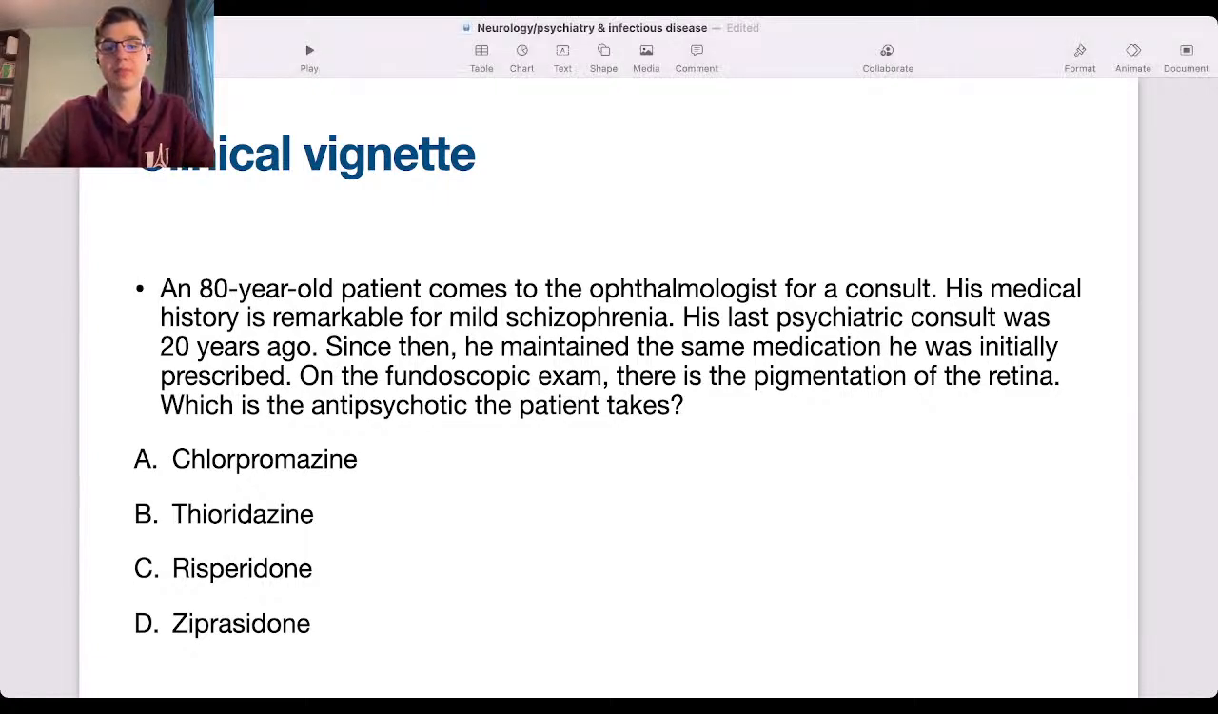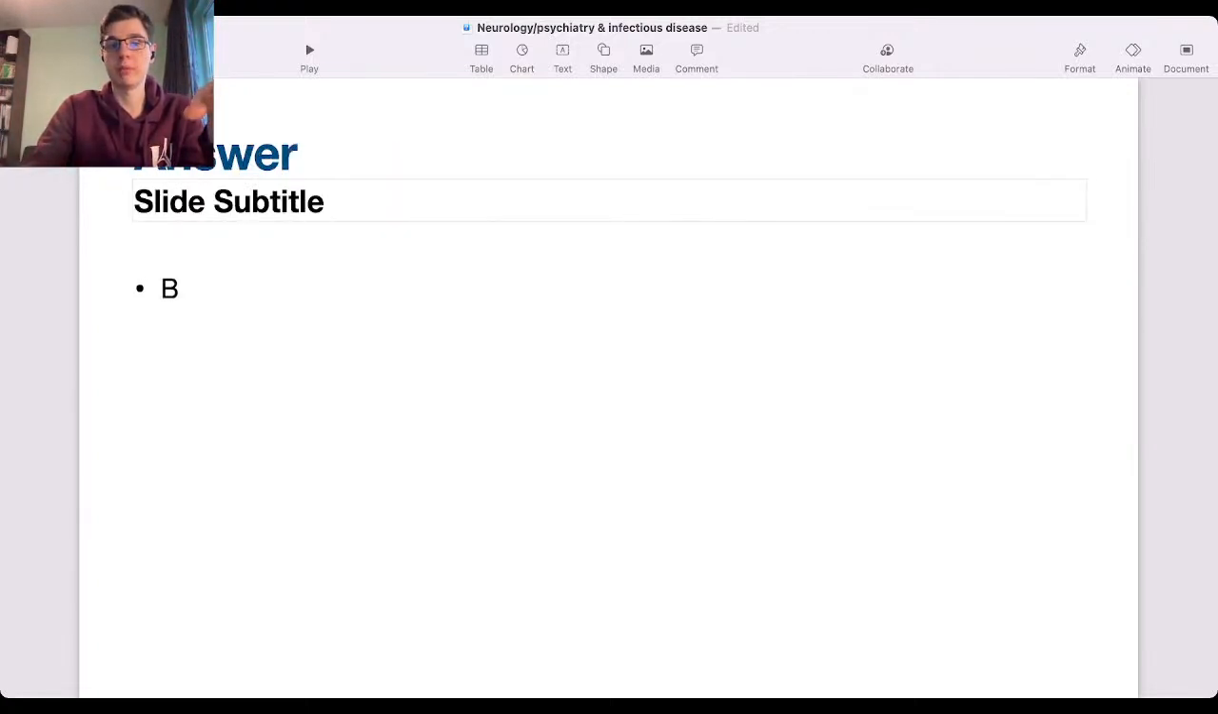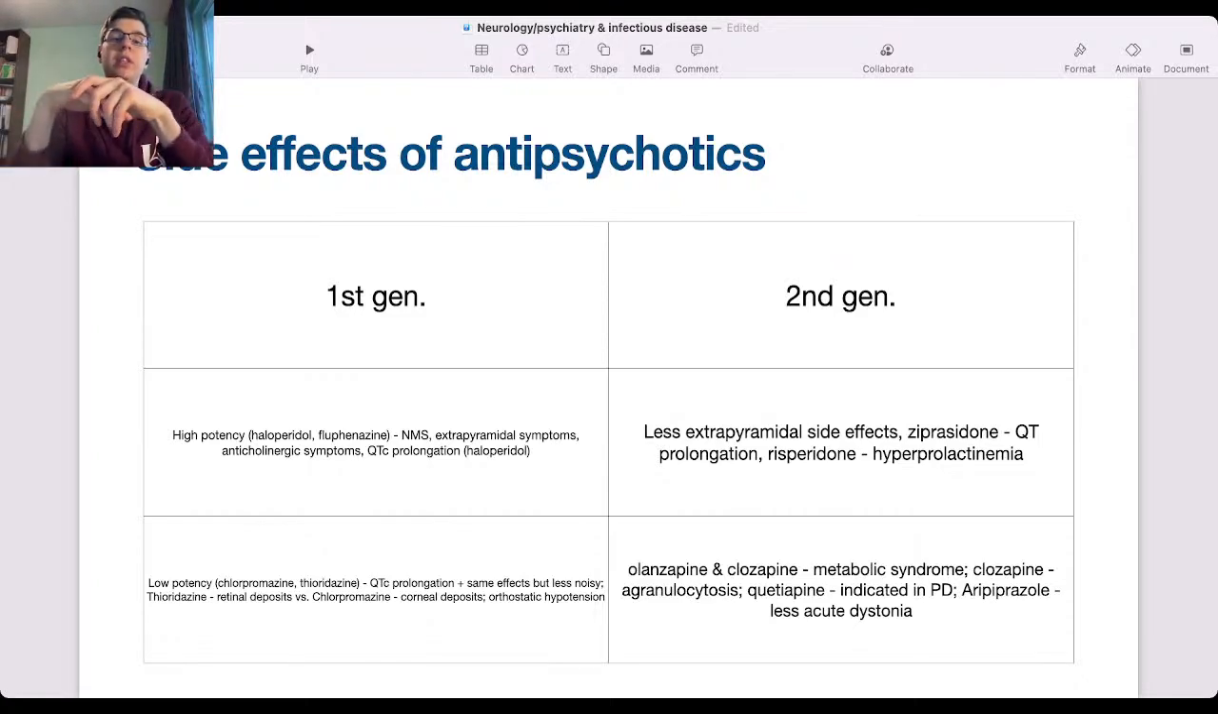Chlorpromazine deposits are seen actually in the cornea, whereas thioridazine deposits are seen in the retina. Now, indeed, the answer was B. Let's talk about the side effects of antipsychotics. In the case of the first generation, we have high potency, such as haloperidol and fluphenazine. The common side effects are neuroleptic malignant syndrome. Patients will present with extrapyramidal symptoms. They can also present with anticholinergic symptoms and QTc prolongation, namely in the haloperidol case.